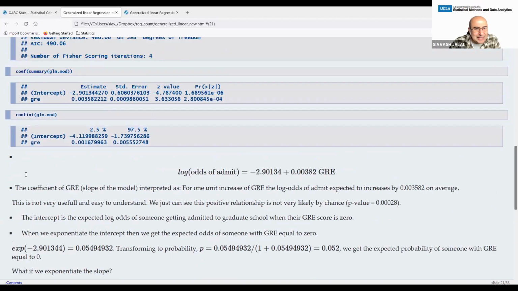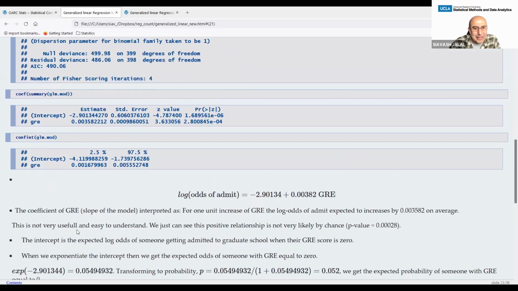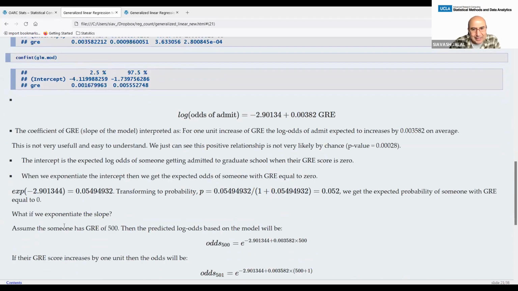Okay, now we can exponentiate the slope, right? If we exponentiate the slope, we get the odds of admission for somebody with GRE equal to 0, right? If we exponentiate both sides, if GRE is 0, then it's going to be exponentiate of this value, and exponentiate of this value is this, 0.05. And then we can transform that to probability to get the probability of admission for someone with GRE score equal to 0. So that's if their GRE is 0, that's the probability of getting admitted. It's 5%, right? It's not very good.